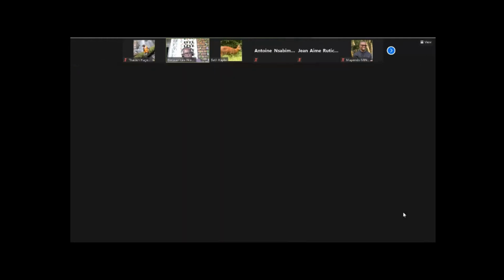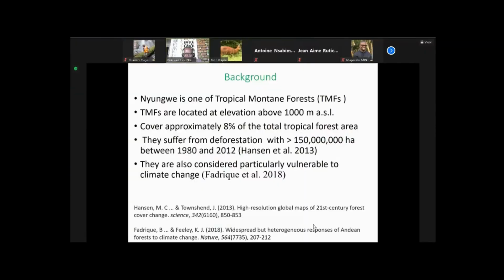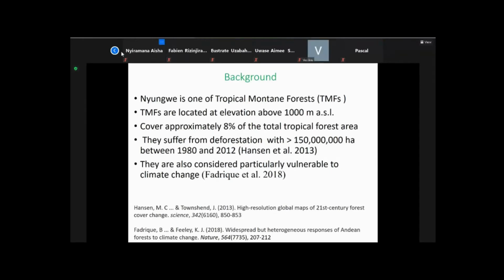We are interested in tropical mountain forests, where our Nyungwe forest is located. These forests are located at elevations above 1,000 meters above sea level. They cover approximately 80% of the total tropical forest area, and they suffer from deforestation, with more than 150 million hectares deforested between 1980 and 2012. They not only suffer from deforestation, they are also considered particularly vulnerable to climate change.